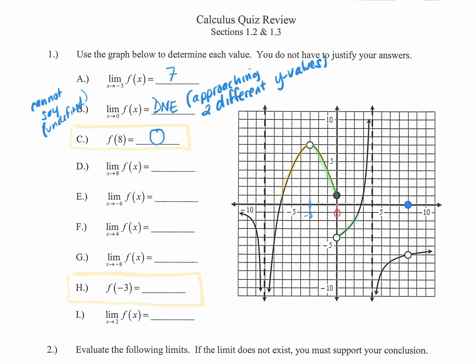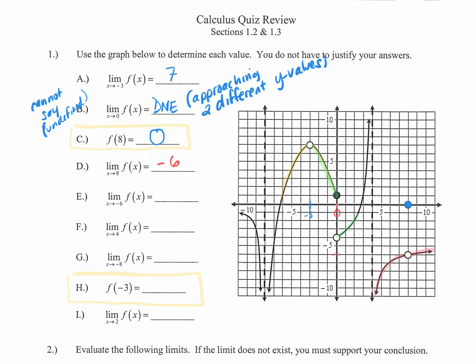All right, now we're going to find the limit as x approaches 8. So we're not going to look at that point. Instead, we're going to look at the graph down below here. As we get closer and closer to x equals 8 from the left, notice that the y value is -6. And as you come in from the right, the y values are also approaching -6. So we would say the limit as x approaches 8 is -6. Again, different than the functional value at x equals 8.